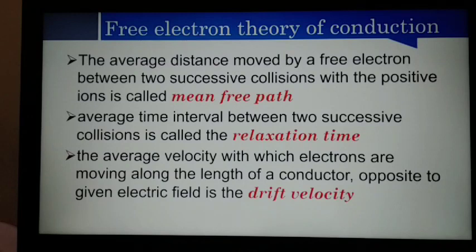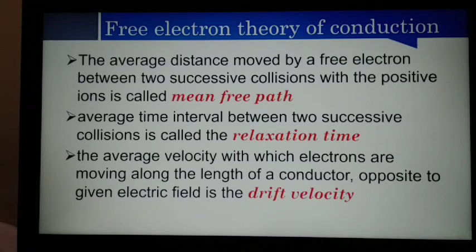We have already seen that the electric field is generated by the potential difference supplied across the ends of the conductor. As a result of that electric field, electrons are getting accelerated. They are moving with a velocity Vd in a direction opposite to the given electric field along the length of the conductor. So that average velocity with which electrons move along the length of a conductor opposite to the given electric field is the drift velocity.